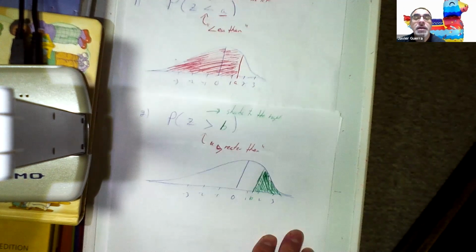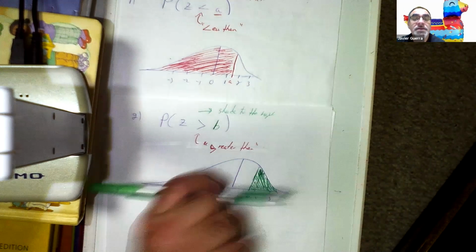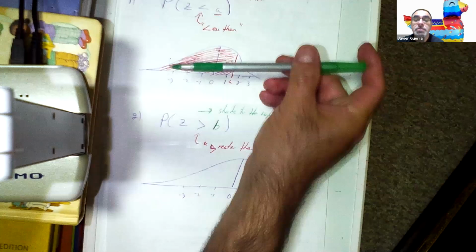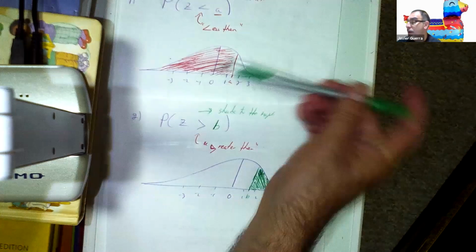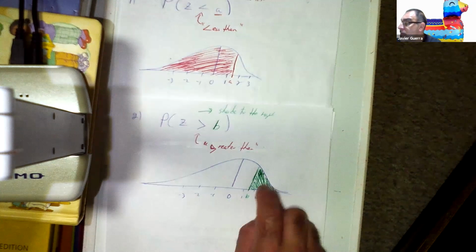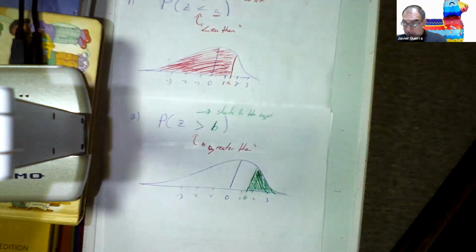Greater than, you shade to the right. Less than, you shade to the left. To the left, to the left. And you shade to the right. Greater than. Okay, and don't worry, I'm going to show you in a minute how we find the shadings within the graphs. I'll show you how to do it.